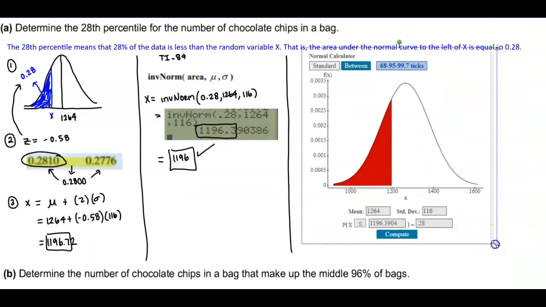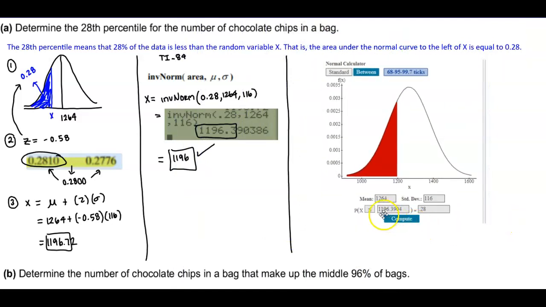Rounding it to the nearest whole number, we're going to get the same result. We're going to get the value of x to be 1,196.